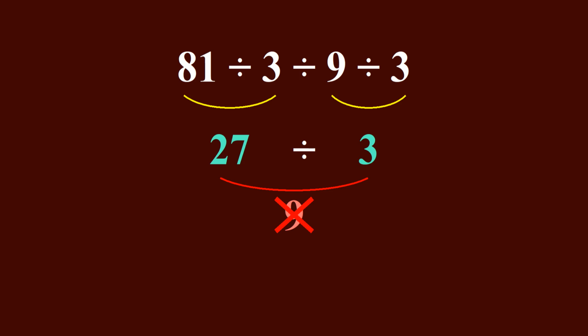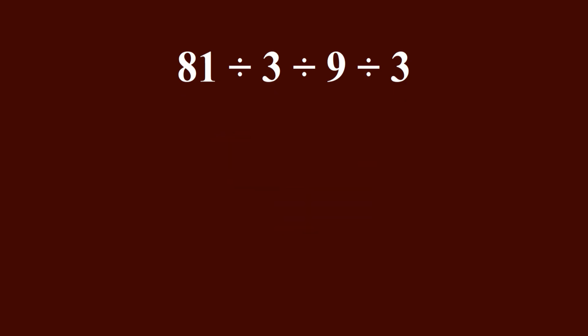So here first we have to do this division, then this division, and finally this division. If we do this division before this division, it's wrong. So first we have to do this division. 81 divided by 3 gives us 27.